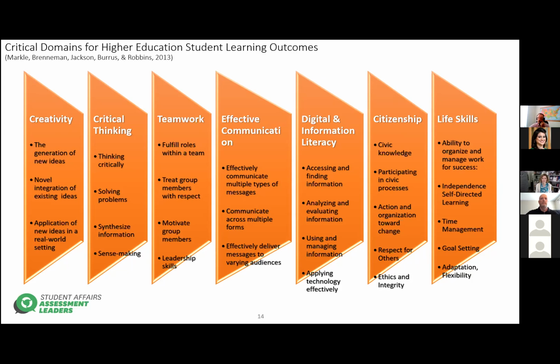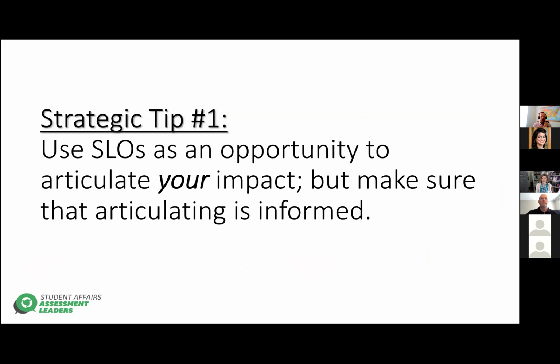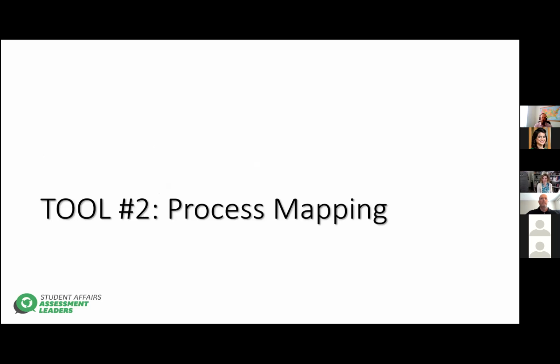So in this way, I'd say rethinking the way we go about student learning outcomes, from this sort of bureaucratic, creative process to more of, dare I say, a research review, is really important. So I would say you want to use SLOs as an opportunity to articulate your impact, emphasizing your program, your institution, whatever that might be. But you also want to make sure that articulation is informed by whatever extant research models might be available to you. The second thing I want to talk about is process mapping.